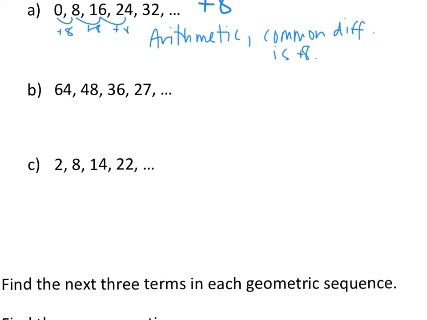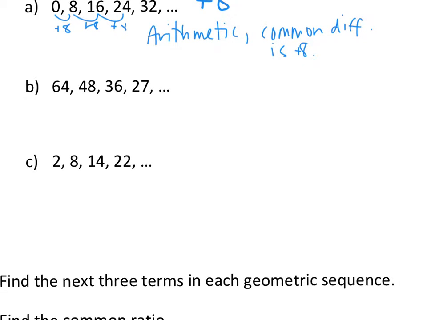All right, let's look at B, 64, 48, 36, 27. If it doesn't jump out at you that the common ratio is 3/4, that's okay. We could grab our calculator and take each term and divide it by its previous term. Take 48 divided by 64, you get 0.75. Take 36 divided by 48, you get 0.75. Take 27 divided by 36, you get 0.75. So each time we are multiplying by 3/4.